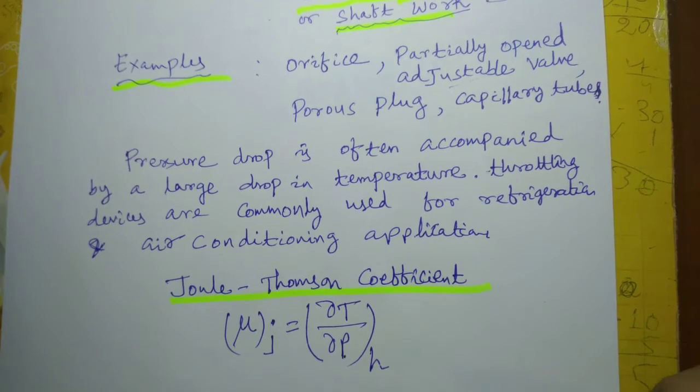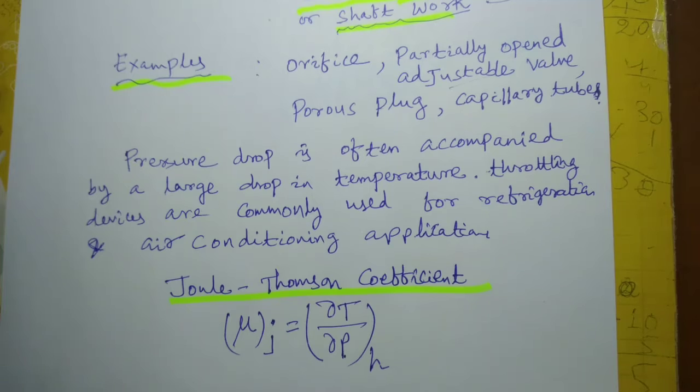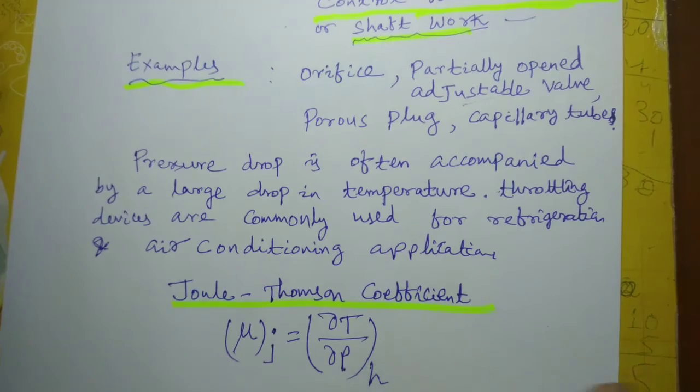The important point is that pressure drop is not always accompanied with drop in temperature. Sometimes there may be some rise in temperature with drop in pressure in throttling devices also. प्रेशर तो ड्रॉप हमेशा होगा थ्रॉटलिंग डिवाइस में, लेकिन sometimes there may be also temperature rise of the fluid that passes through it, and more often than not there is a decrease in temperature, but sometimes also there may be some temperature increase of the fluid that passes through it, and that will be determined by Joule-Thomson coefficient.